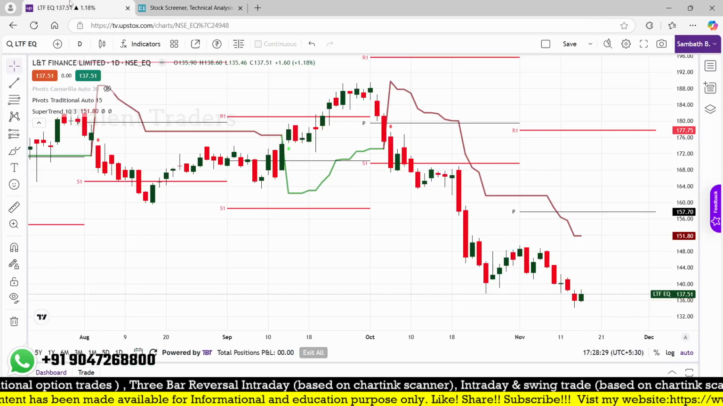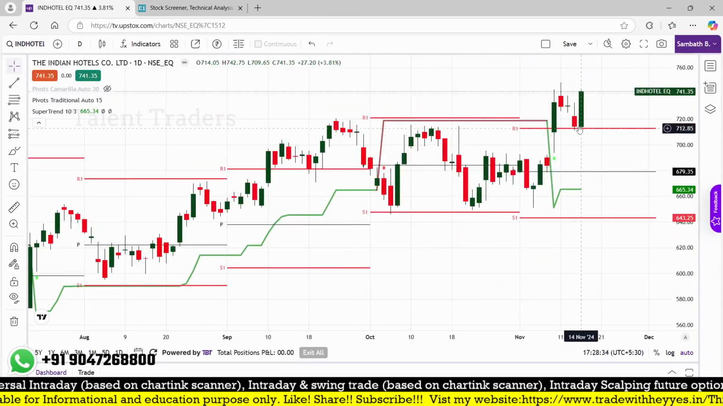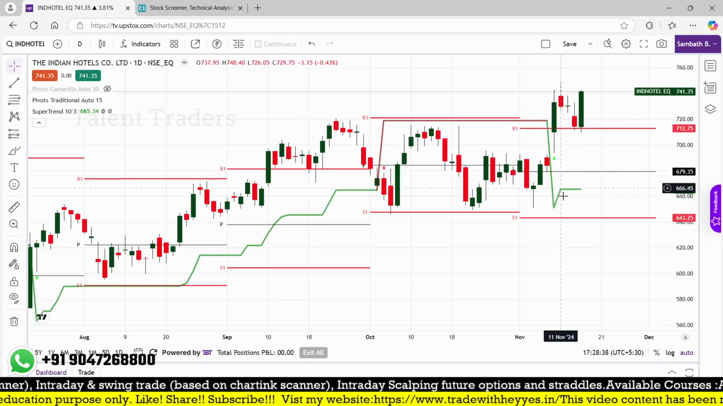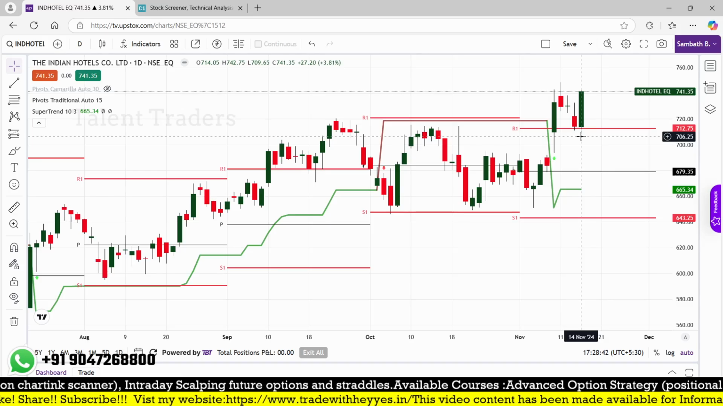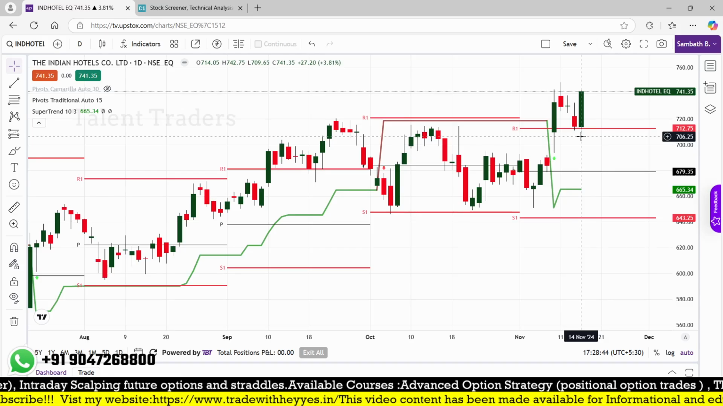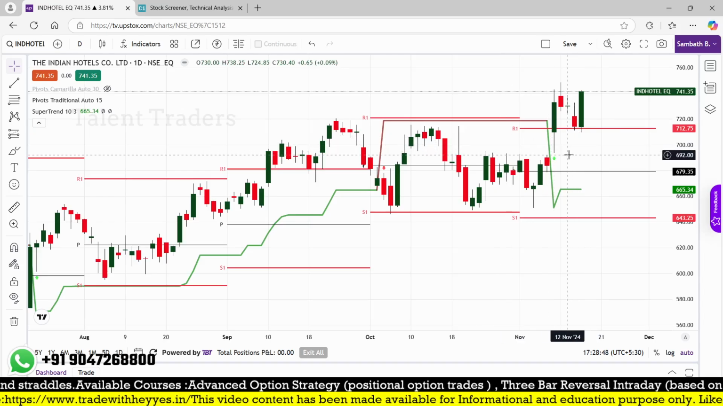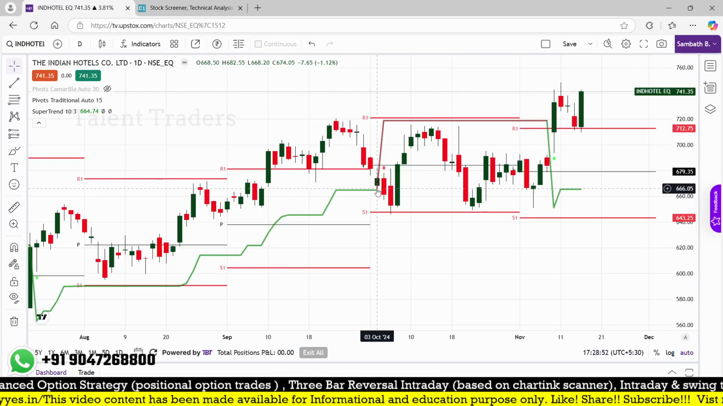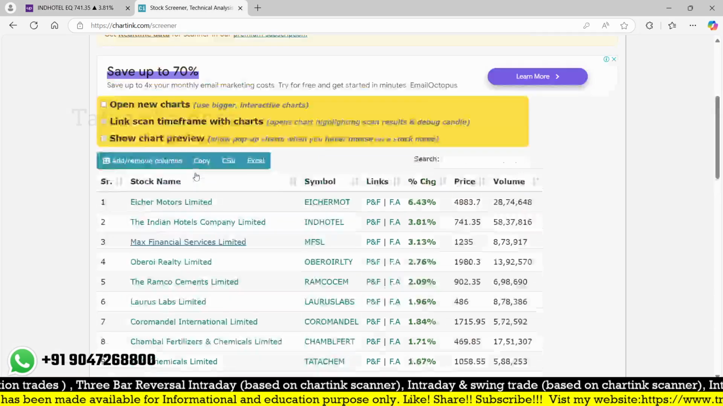Let me check Indian Hotels. Let me check whether it is right. Yes, Supertrend is less than the price, and the close should be greater than the Supertrend. It simply shows the stocks that are showing a bullish signal at this moment. But it will not show you any fresh signals. Whatever signal is currently active, it will show you. That is the main impact of this particular line.